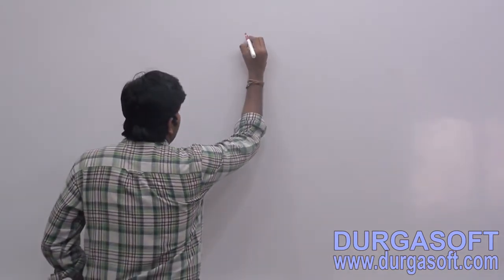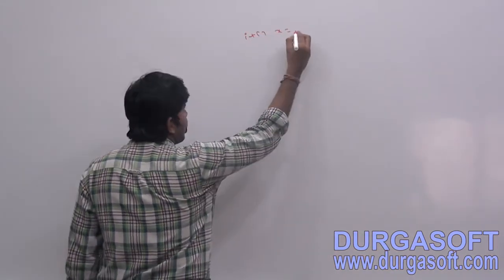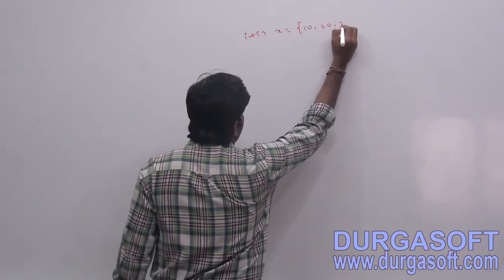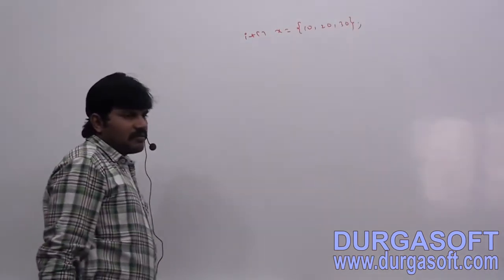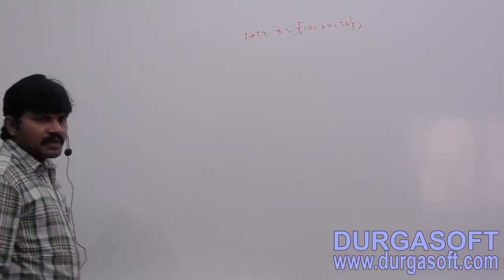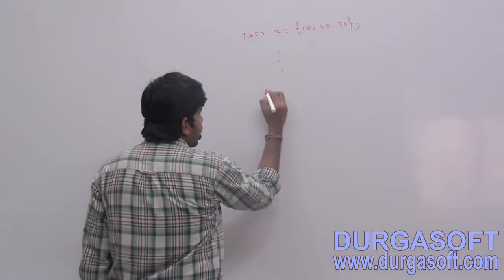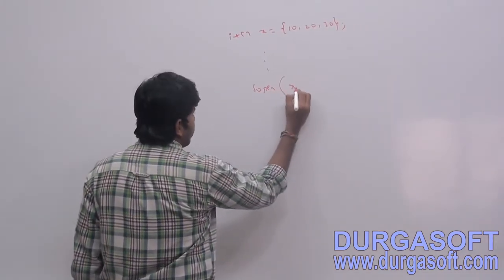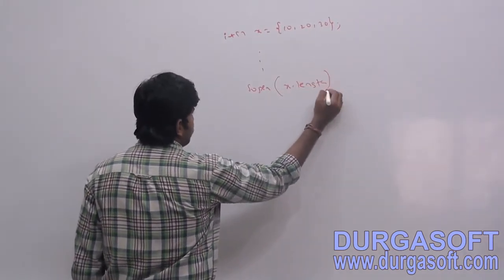Then immediately you may ask, suppose I am declaring an array: int array x is equal to 10, 20, 30. Can you tell what is the name of this array? X. Can you please tell how many elements are there? X dot length.